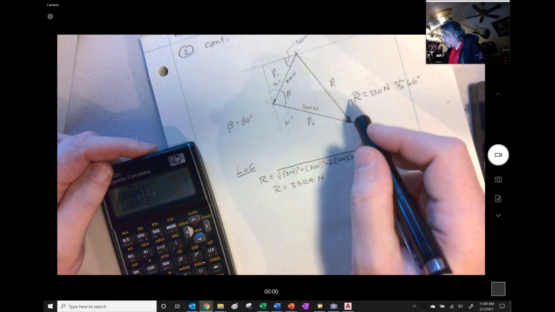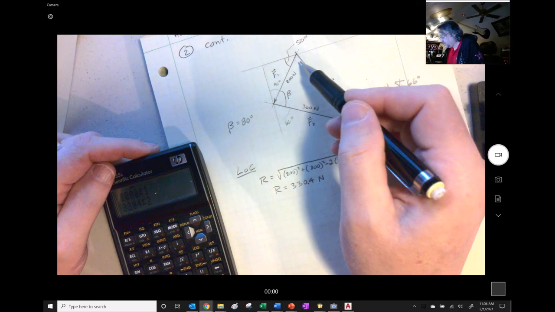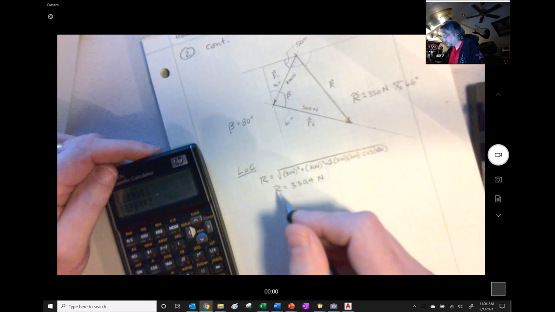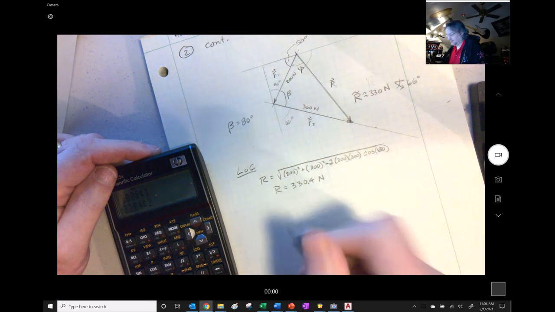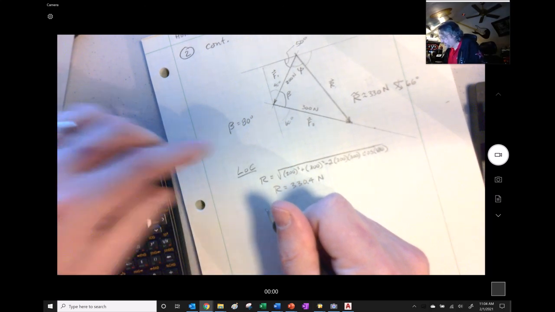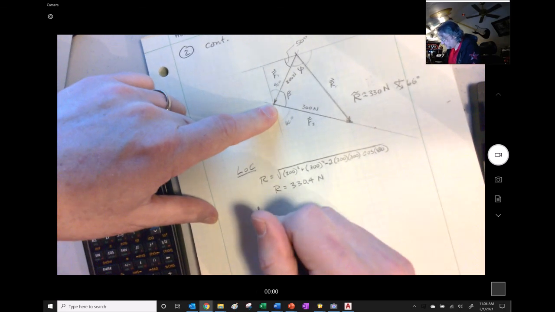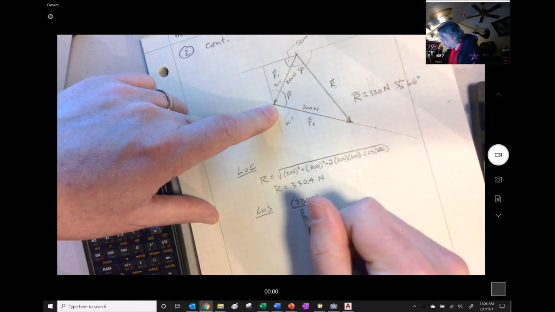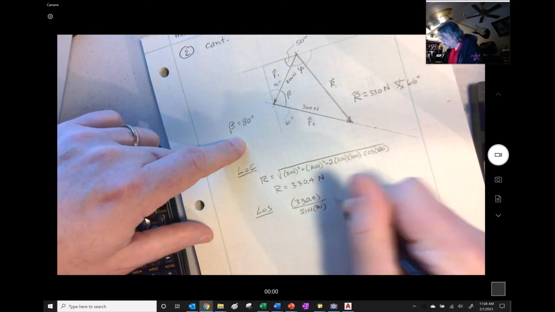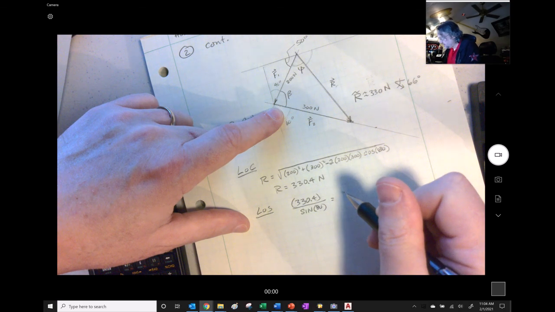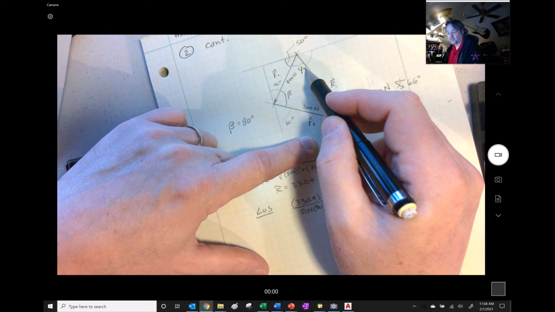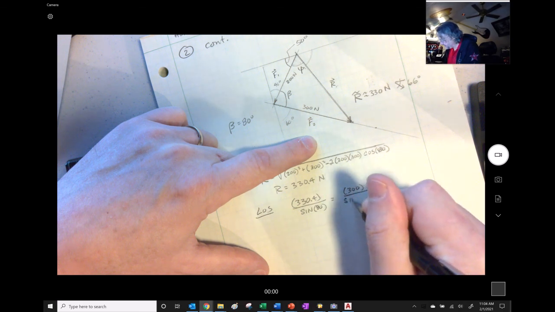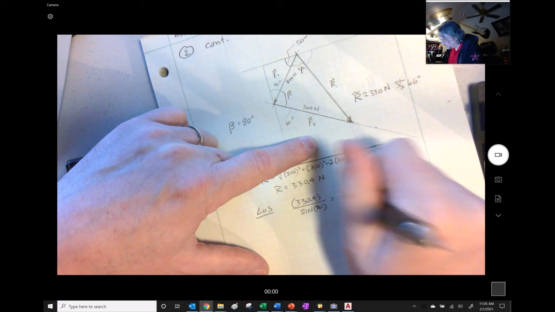Yay. And then I use the law of sines to find the other angles. The one I want to get is this angle right in here, which I'm going to call psi, because then I can find the other angle. I know this side now, so I take 330.4 divided by the sine of 80 and set that equal to F2 over the sine of the angle I'm trying to find. F2 is opposite from there, so F2 is 300.